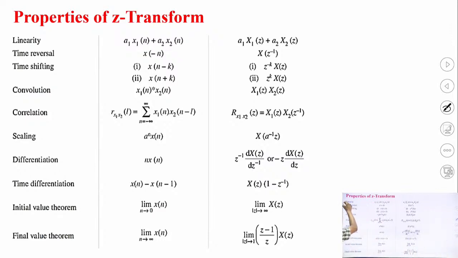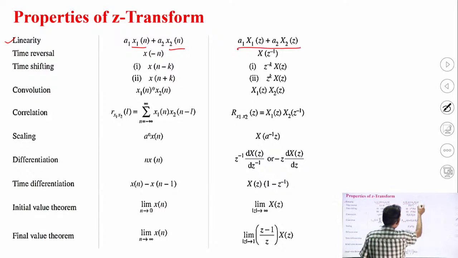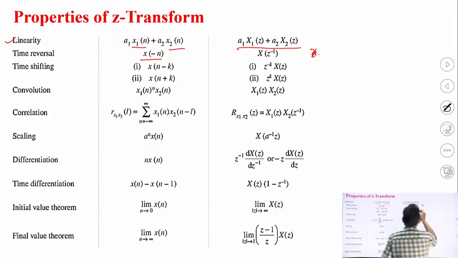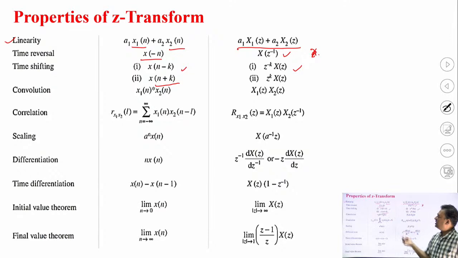Okay, so the linearity property: a1 x1(n) plus a2 x2(n), if we have two sequences and a1 and a2 are constants, we will get a1 X1(z) plus a2 X2(z), where X1(z) is the z transform of x1(n) and X2(z) is the z transform of x2(n). Then time reversal: if we reverse in time, then z will be replaced by z inverse in the z transform. Then time shifting: first shifting to the right, we get z to the power minus k X(z), where k is the unit by which we shift the signal to the right. For x(n plus k), where we shift the signal to the left by k units, this becomes z to the power k X(z).